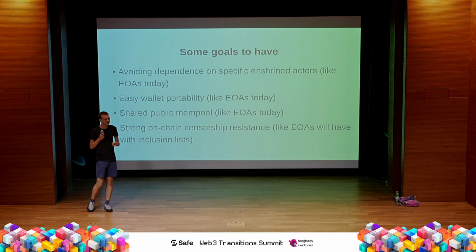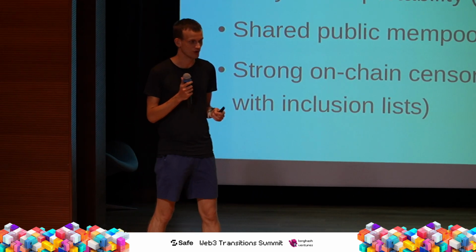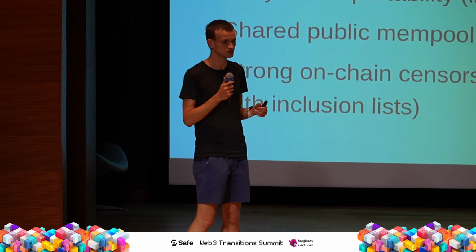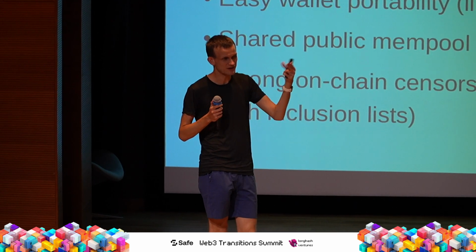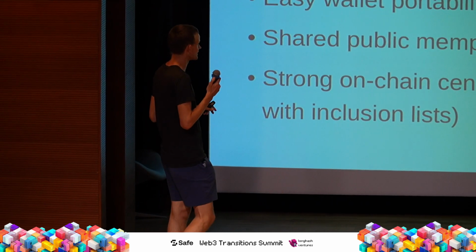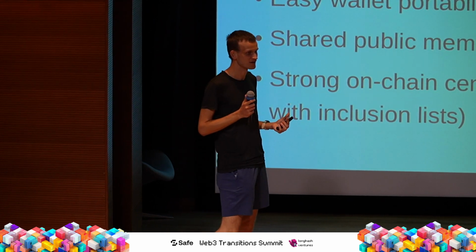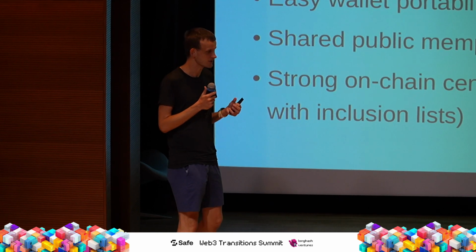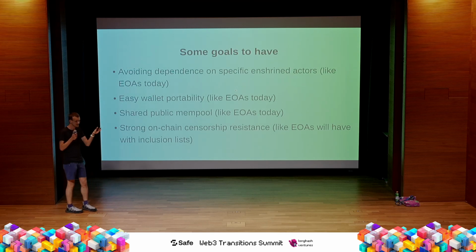Shared public mempool, like EOAs today. So you do not want to have a specific enshrined actor for checking transactions to see that they're okay to be included in a block. You don't want to rely on centralized builders that you talk to with a specific IP address. You don't want users to have to hard code an IP address. Basically, you do not want specific enshrined actors to run some kind of central server for an entire ecosystem. You want to have a public network that anyone can join, and you also want to have strong on-chain censorship resistance, like EOAs have today, and like EOAs will have even more of once you have inclusion lists.